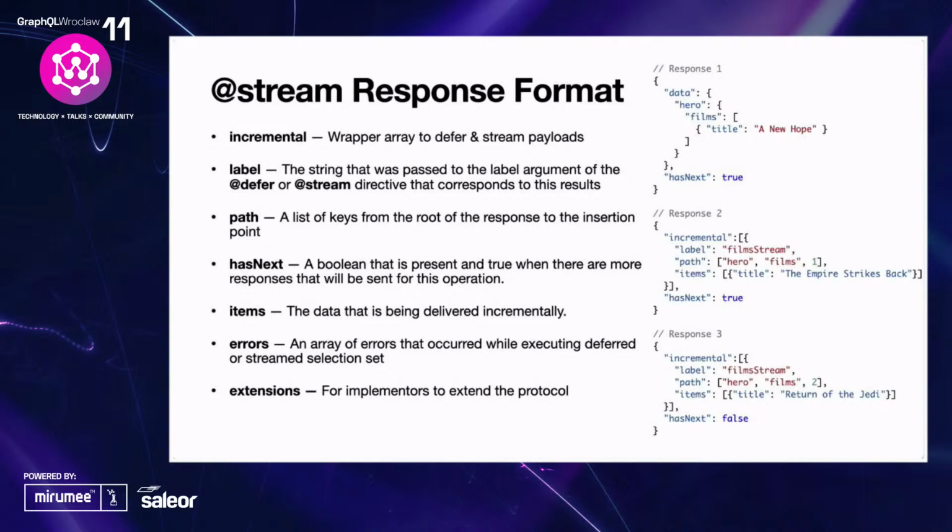So to look more closely at the responses here, we have that same incremental field again. That's your wrapper to hold on to the stream payloads. And again, we have the hasNext field to let clients know if they should expect more data. And inside the incremental array, you have the same label and path fields that were used for defer. And the results of the streamed list field are going to be inside the field called items. And again, if there are any errors encountered while we were executing the stream list item, they would also be inside that payload.